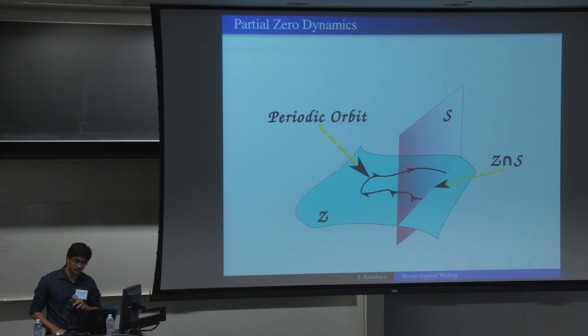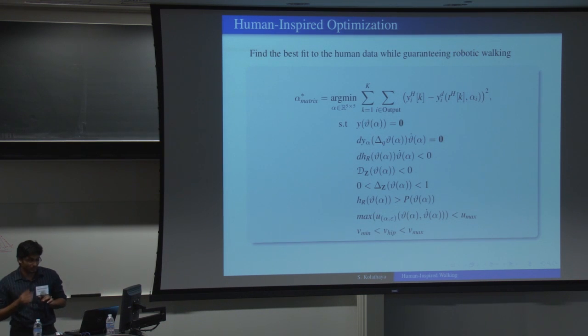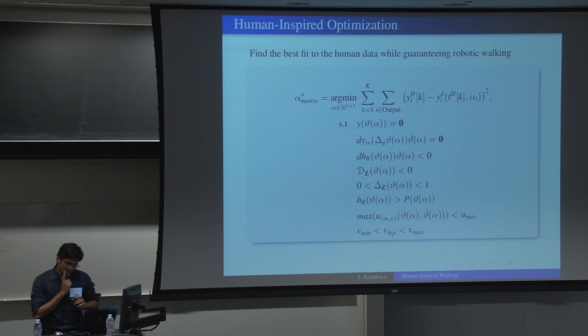Because of which we will have a partial zero dynamics, which I need to stabilize. So we will have an optimization problem with a bunch of constraints. Now, of course, this slide is very hard to understand. It's nothing but math, but I'll explain more in detail at the poster session.